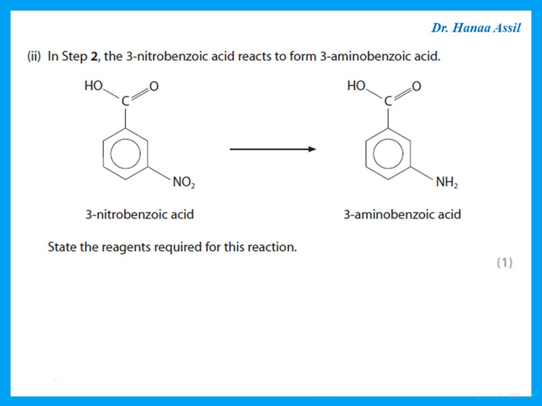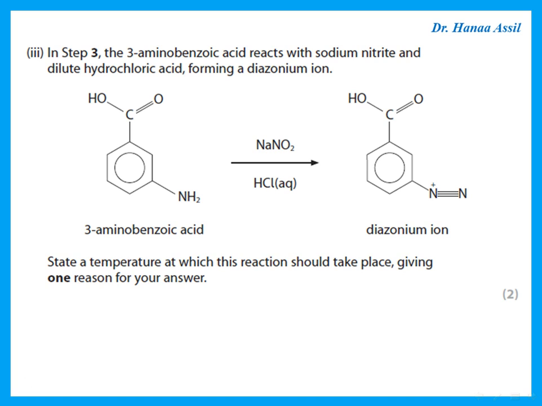In step 2, the 3-nitrobenzoic acid reacts to form 3-aminobenzoic acid. So he's changing the nitro to amino. How do we change NO2 to NH2? We add tin and concentrated HCl. He wants the reagents: tin and concentrated HCl.